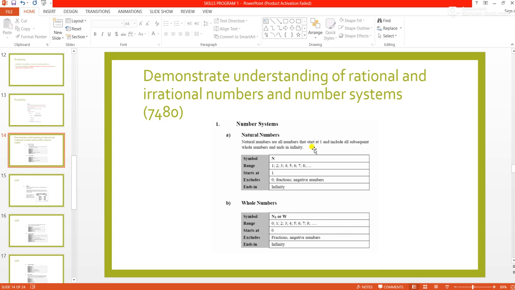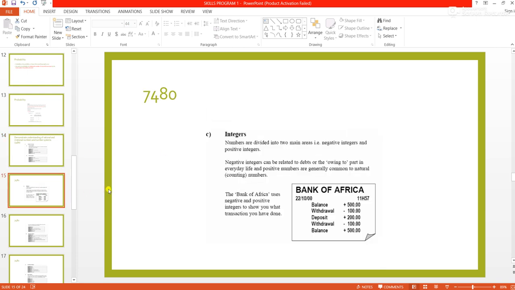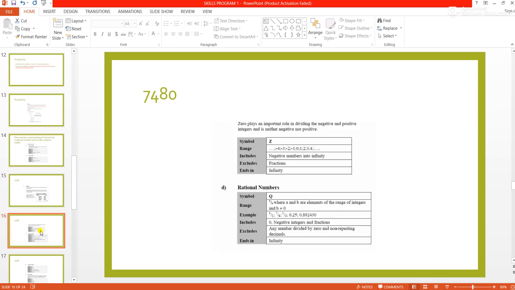So moving on to the next slide, which is slide 15, we've got integers. Integers are numbers in two main areas, which is negative integers and positive integers. So what we know is that integers include numbers that are negative. This includes our whole numbers and natural numbers. So our numbers start from negative infinity and end at positive infinity. This includes 0 as well. So 0 plays an important role in dividing the negative and the positive integers, and is neither negative nor positive.